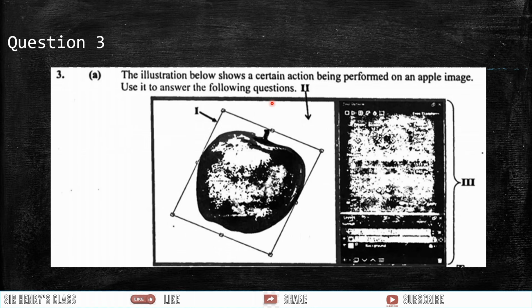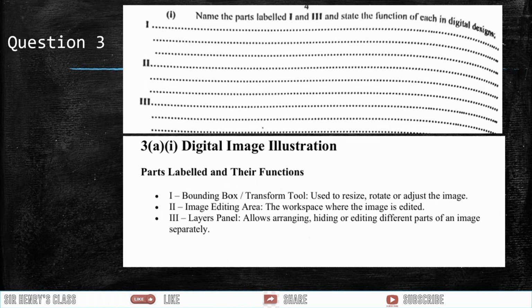So number 3, there is a diagram here. The illustration below shows a certain action being performed on an Apple image. Use it to answer the following questions. 3A says name the parts labeled I and III and state their function.